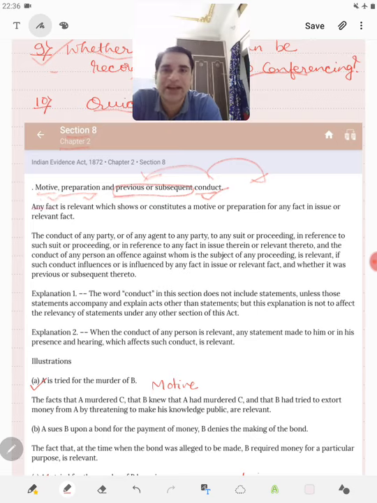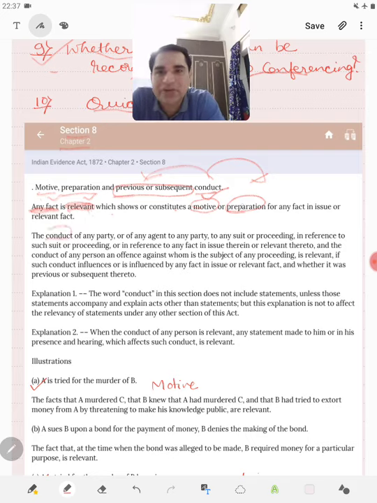Any fact, as we have seen, has been defined under section 3 as anything, state of things or relation of things, and any fact of which a person is conscious. It can be external, it can be internal. We have already seen the definition of the term relevant, that a thing is said to be relevant when it is connected logically as well as legally, as given under chapter 2, which shows or constitutes a motive or preparation for any fact in issue or relevant fact.